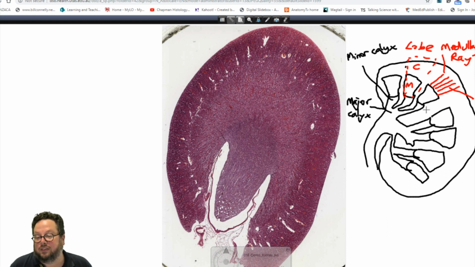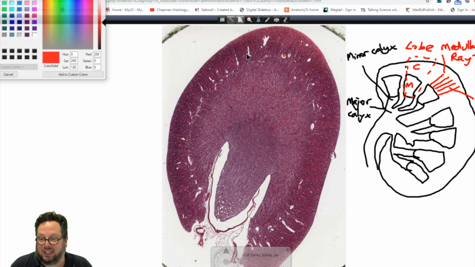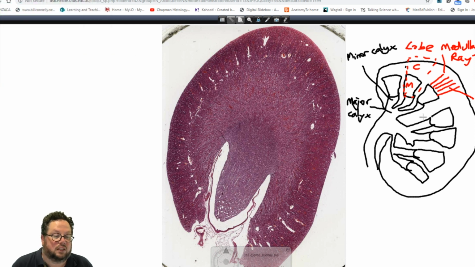And then we have, of course, this other tissue here, which is an extension of the cortical tissue down between these areas of the medulla. And these are known as the renal columns.